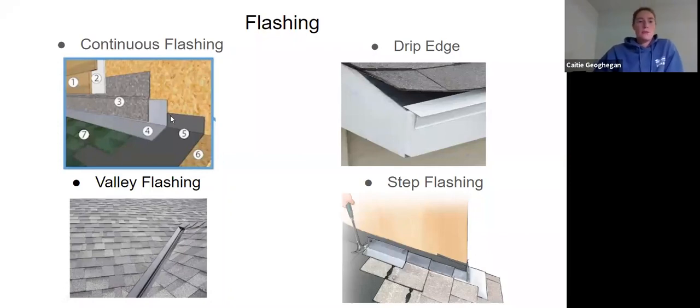And then up here in this picture, our flashing is this number 4. So we see 6 is our underlayment, our sheathing, 5, or this is our sheathing. This is our underlayment, either that tar paper or ice and water shield.